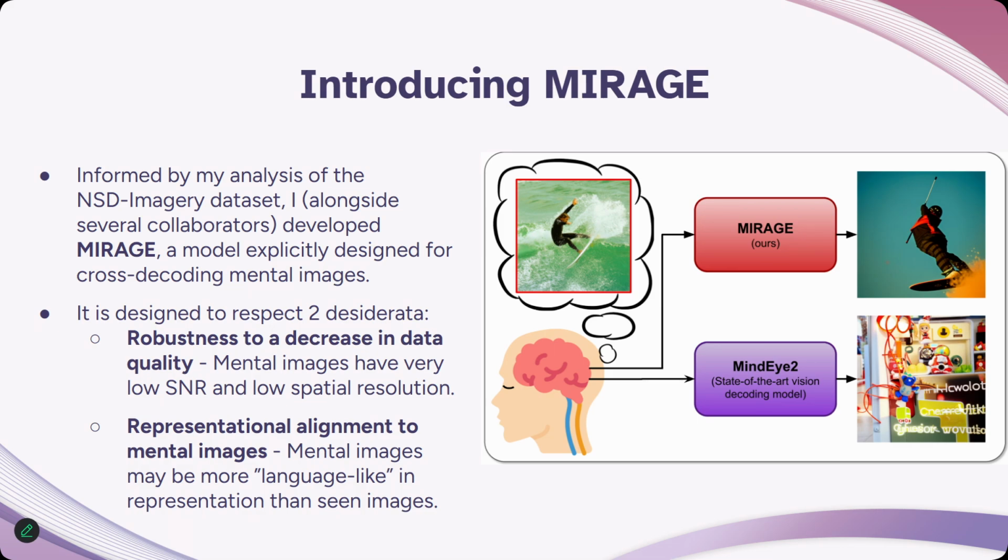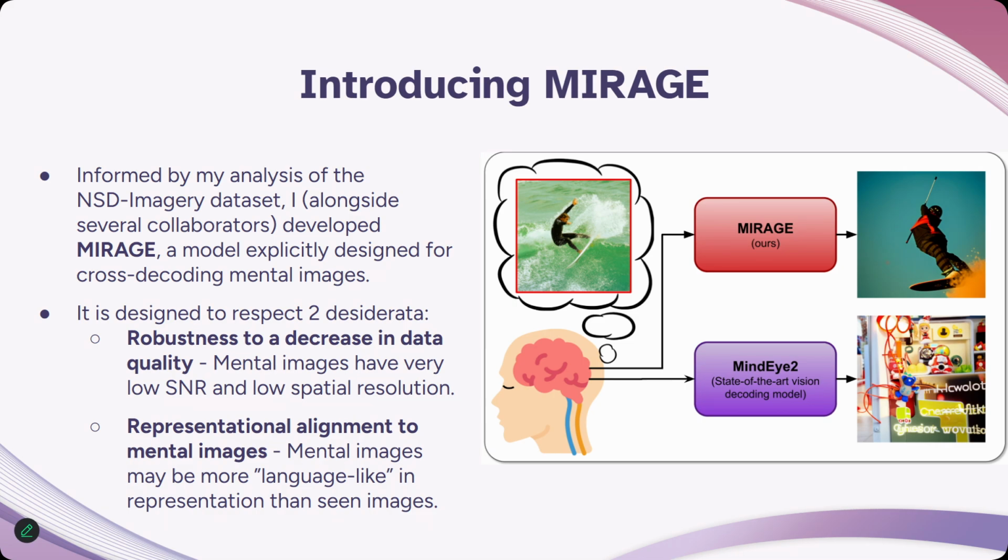And from all of those analyses, we designed our model to respect two desirable criteria, two desiderata. The first is to design our model to be robust to the massive drop in SNR between scene and mental images. This is a transformation that we know is going to happen during the inference phase, so maybe we can design our model to be more robust to that transformation when it happens.